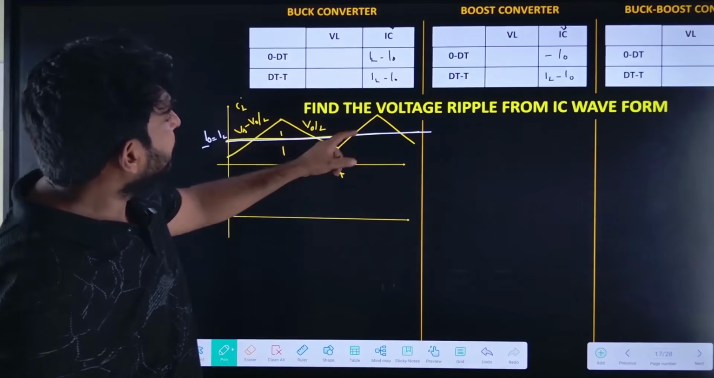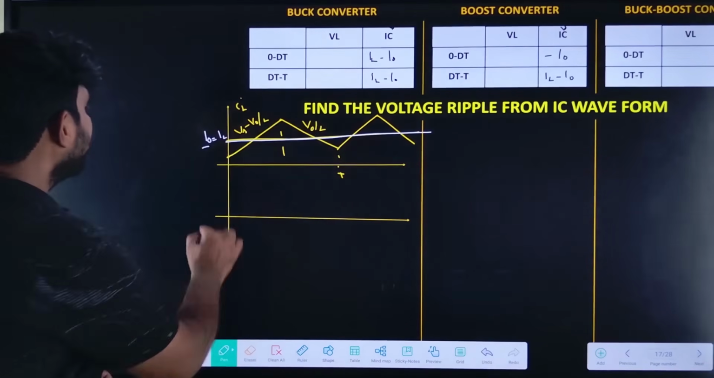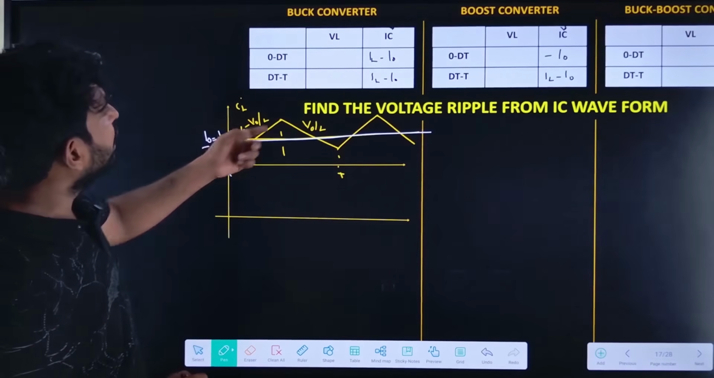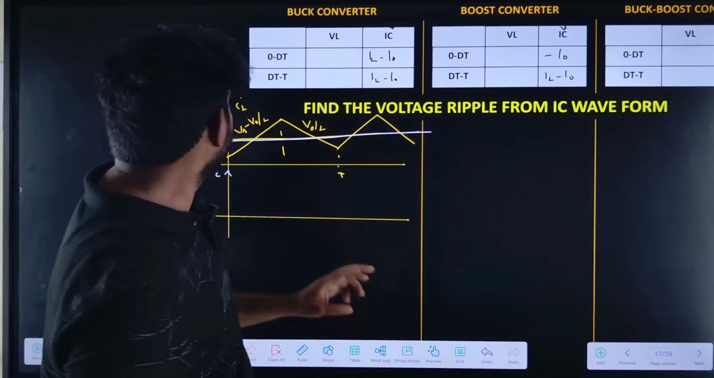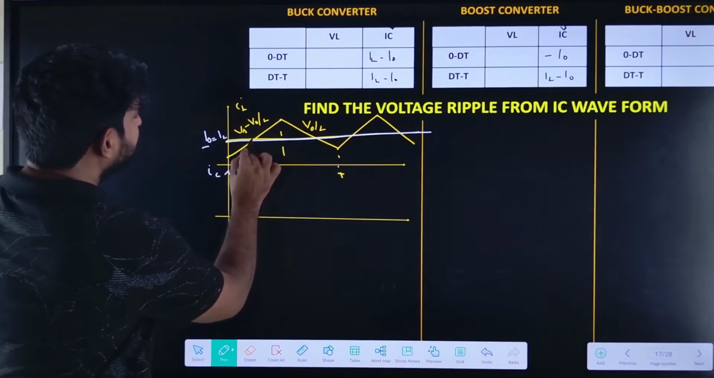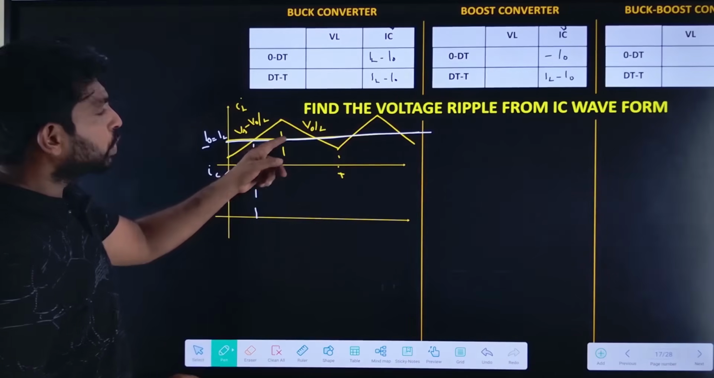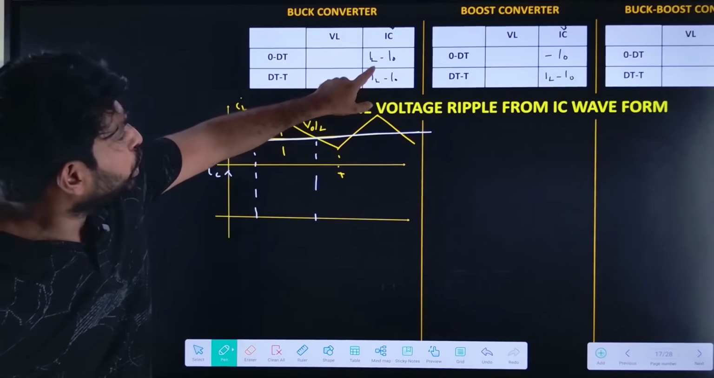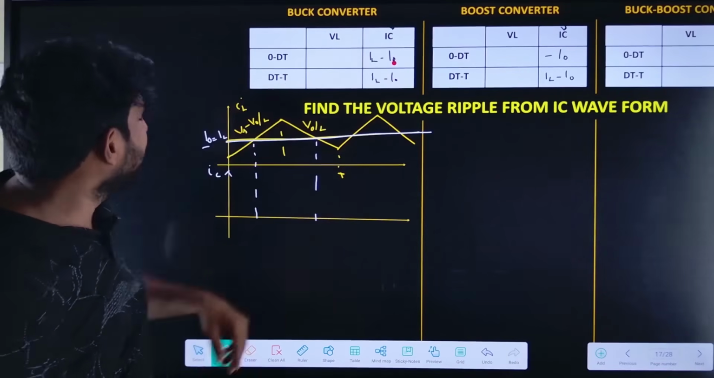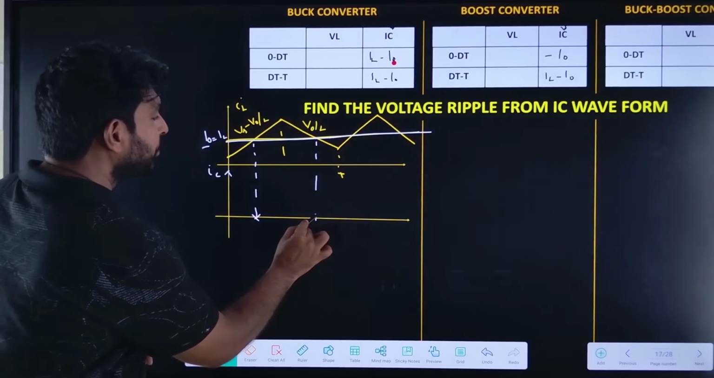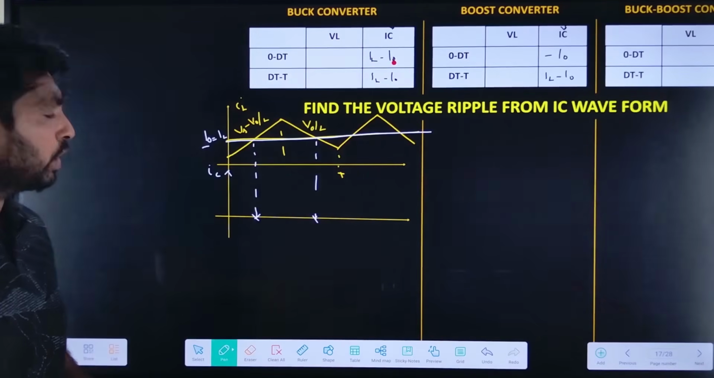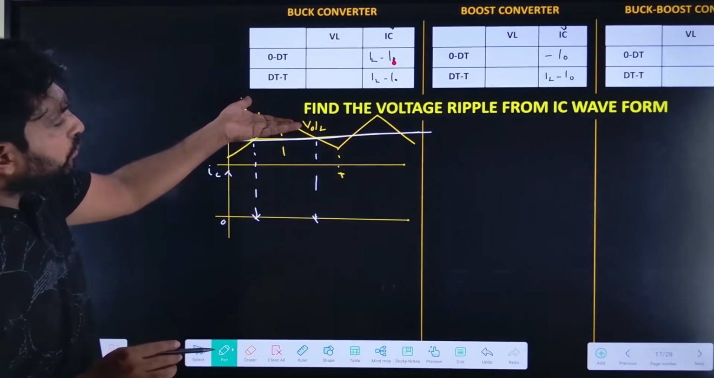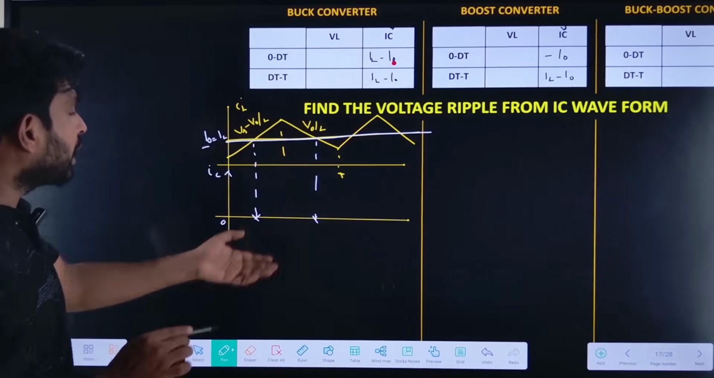So now we have an instantaneous value and the average value. Now we need to draw the IC waveform. How do we draw it? IC equals the IL waveform minus I naught. When IL equals I naught, what happens? The current will be 0. When IL reaches I naught, IC equal to 0. So during these two points, IC equal to 0. This is the 0 axis, right? So the IL waveform will be shifted to the ground.